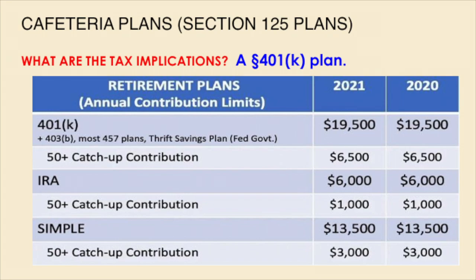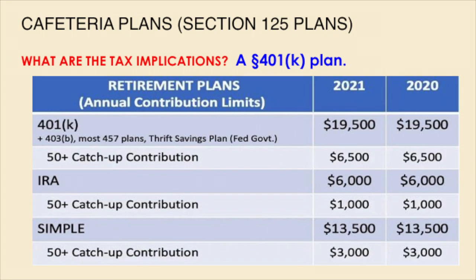So the contributions are not reported on box 1 and 3 for federal income tax on W-2. They must be reported in box 3 and 4 for Social Security and box 5 and 6 for Medicare. The elective deferrals must also be reported in box 12, preceded by the code D on W-2.